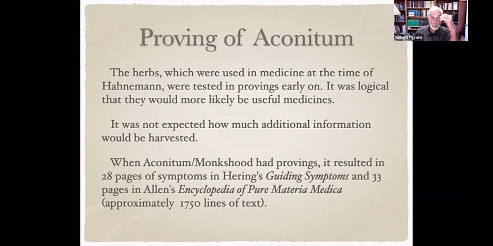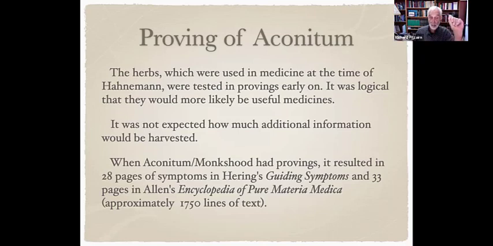So then, of course, in homeopathy, the early testings that were done were of herbs like this because they were used in medicine. And so, of course, it was expected that it would likely be a useful medicine. So they would begin to do testing of herbs like aconitum. But I'm sure it was not expected how much additional information would come out of it. I mean, here you have this little herbal implication of how to use it, in a paragraph or two.